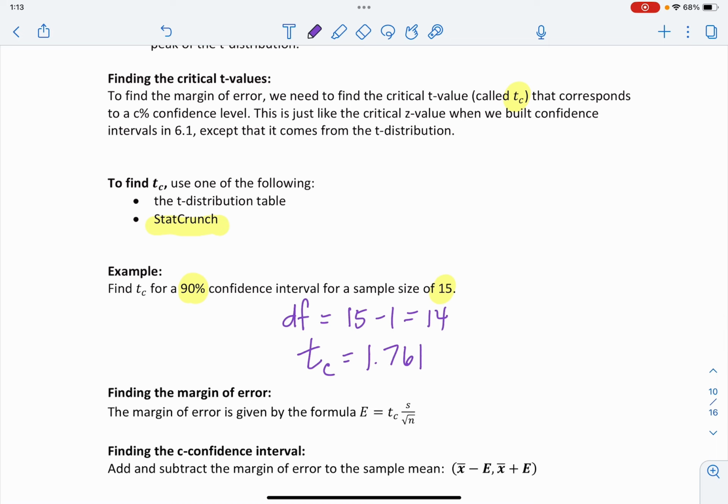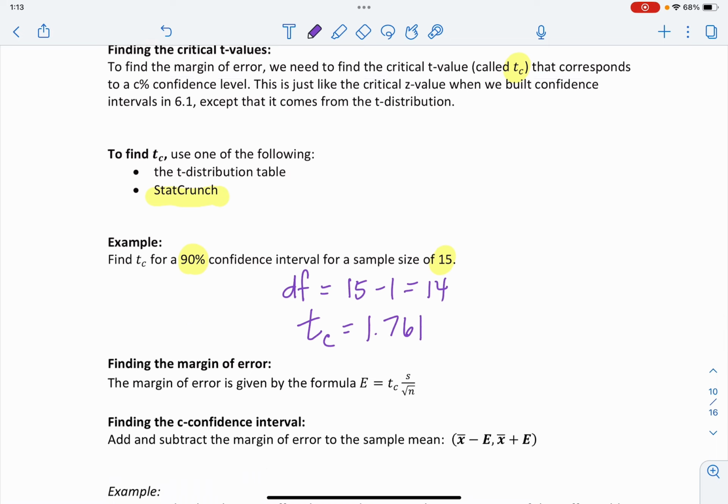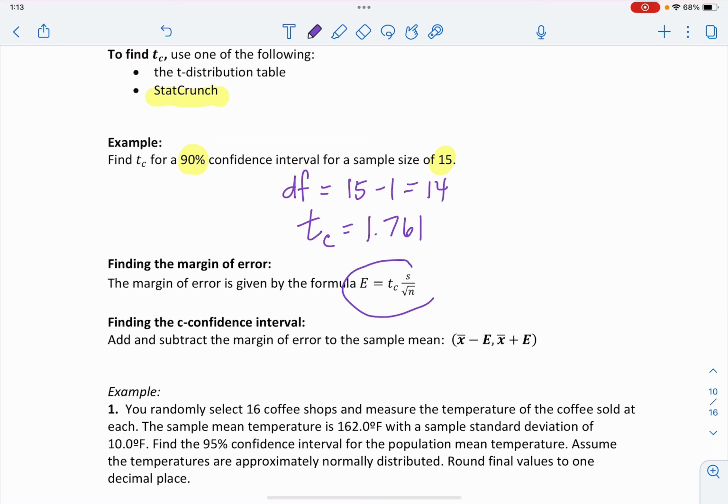That's really the main difference in this section, is getting a t instead of a z. Because look at that formula, it's really the same thing, it's just t instead of z, right? S instead of sigma. This is exactly the same, right? So the process of these problems we've already done. So let's put it all together and do an example.